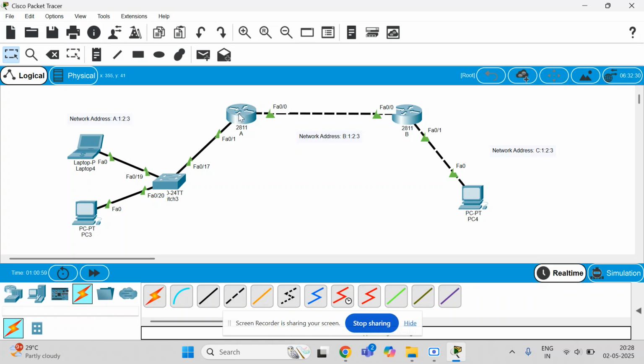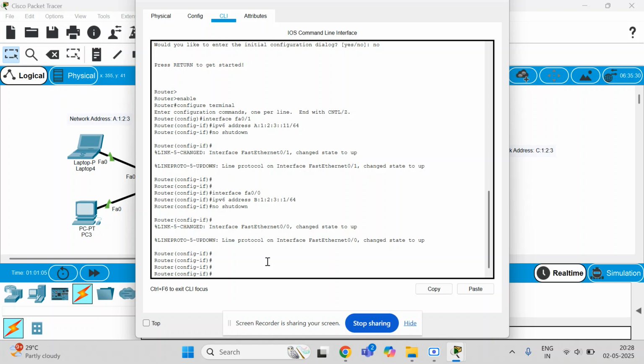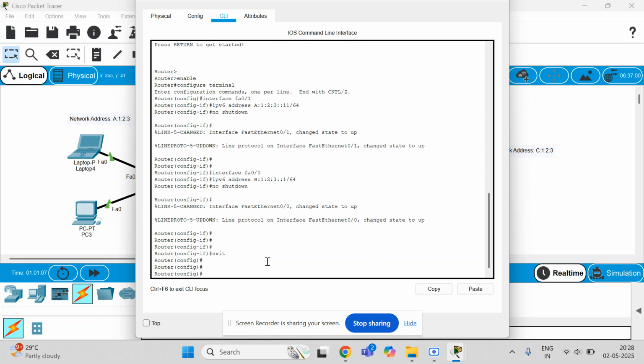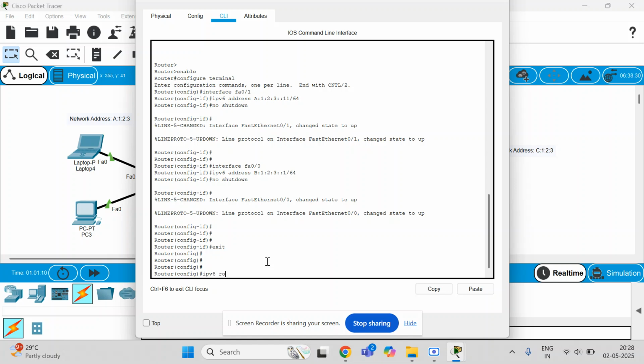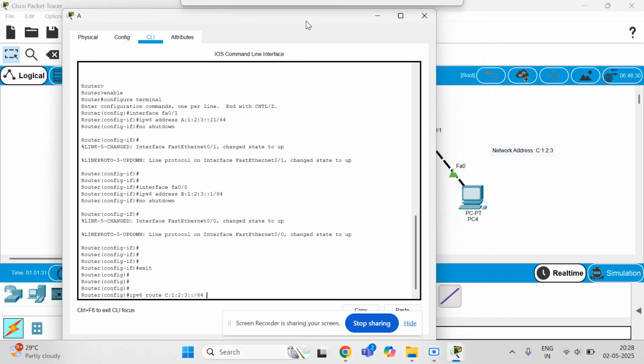So we have to write the command on router A. Open it and switch to global configuration mode by writing the exit command. Now ipv6 route, then the destination network address, that is C colon 1 colon 2 colon 3 colon colon slash 64, then the next hop IP address. The next hop IP address is router B's FA0/0, and its address is B colon 1 colon 2 colon 3 colon colon 2, right?